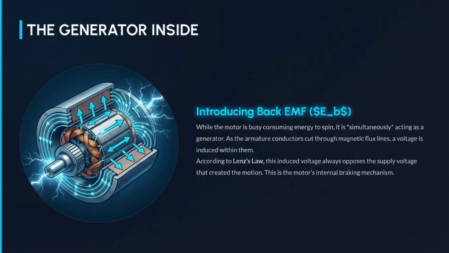Introducing back EMF, or E_B. While the motor consumes energy to spin, it simultaneously acts as a generator. A voltage is induced in the armature conductors as they cut through magnetic flux lines. According to Lenz's law, this induced voltage opposes the supply voltage, serving as the motor's internal braking mechanism.